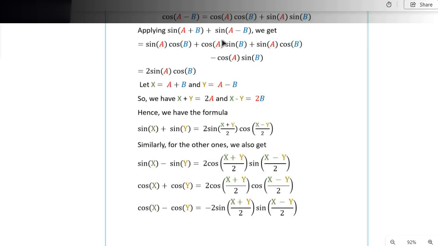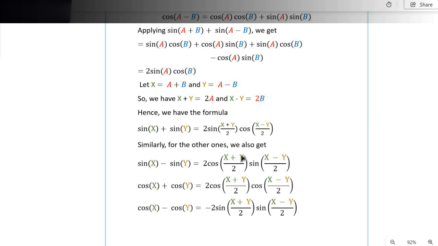So applying sin A plus B plus sin A minus B, we get 2 sin A cos B. Let x is equals to A plus B and y equals to A minus B. So we have x plus y is equals to 2A and x minus y is equals to 2B. Hence we have the factor formula, sin x plus sin y is equals to 2 sin x plus y divided by 2 multiplied with cos x minus y divided by 2.